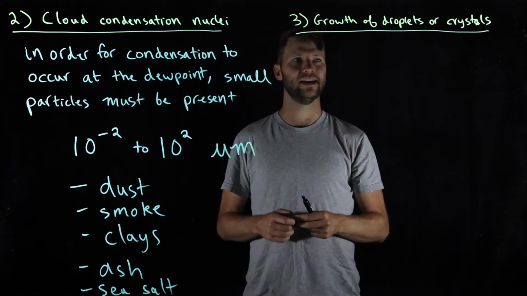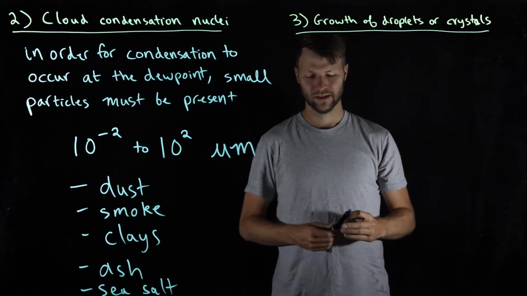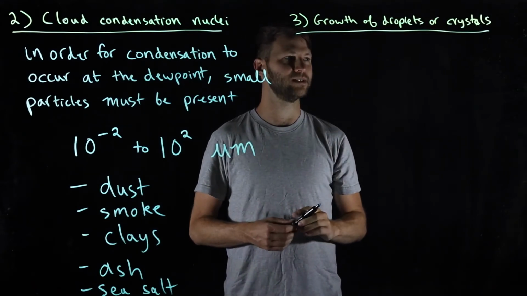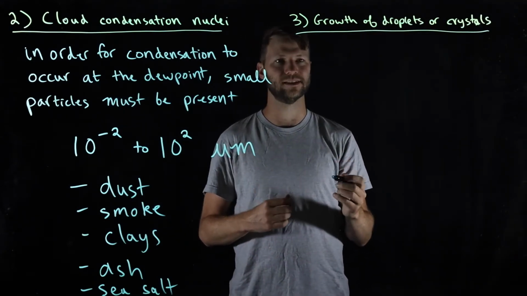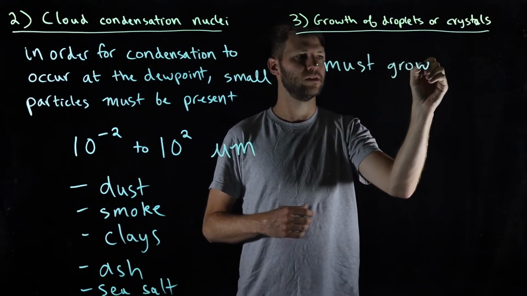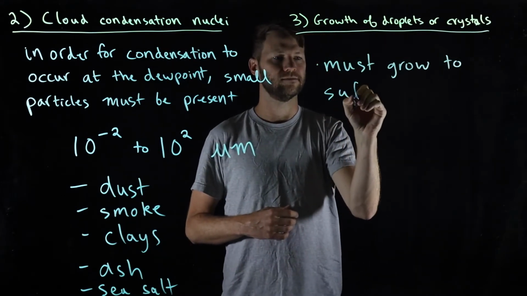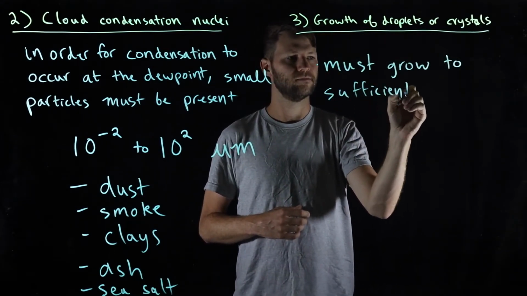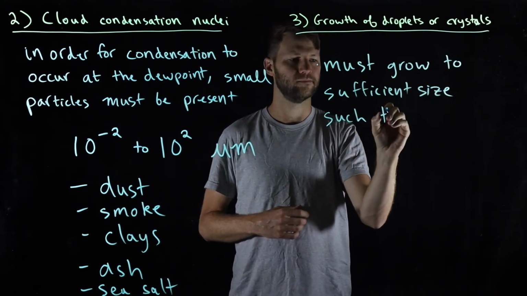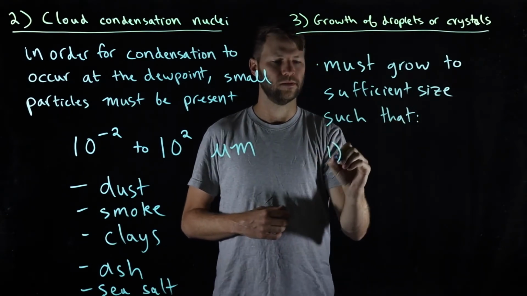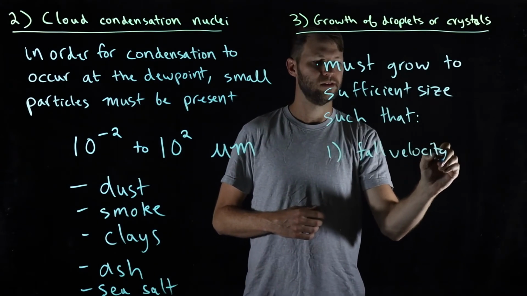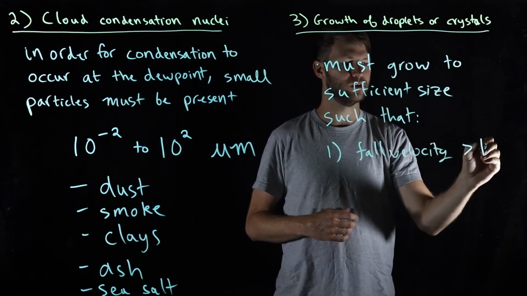Now, the second point is that once you do have droplets, they may just hang out and form a cloud. You may not actually get precipitation to fall. So in order to actually get appreciable or measurable precipitation on the ground surface, the droplets have to grow in size. And so they must grow to sufficient size such that, one, their fall velocity is big enough. Usually it needs to be more than 1 meter per second.